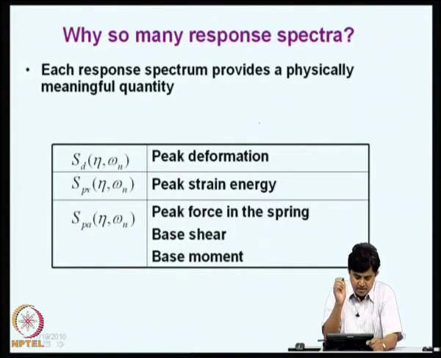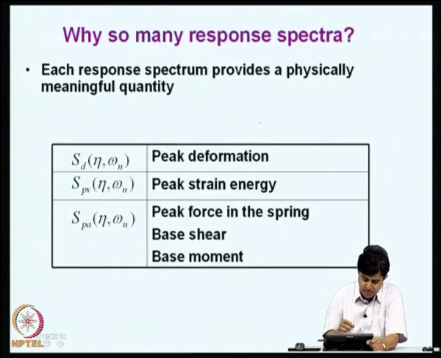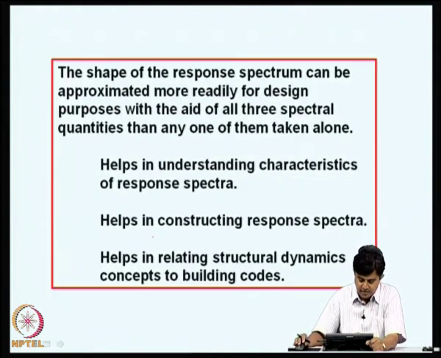The question would arise, why are we defining so many response spectra? After all, we can define it for displacement and be happy with that, or for acceleration and be happy with that. But as I have shown already, each response spectrum provides a physically meaningful quantity. For example, SD of eta comma omega n is associated with peak deformation, SPV with peak strain energy, SPA with peak force in the spring, and it also leads to the definition of base shear and base moment. So, it is nice to be able to define all these quantities.